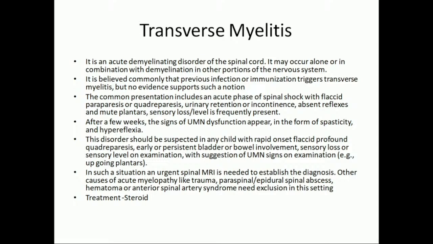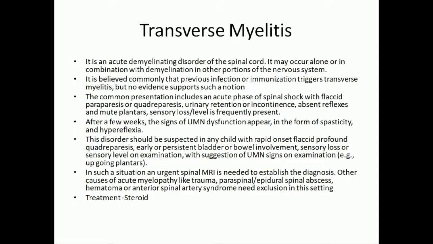There may be a history of prior infection, or there is vaccination, and it may lead to the formation of antibodies which cross-react with the myelin of the spinal cord. So it may occur as an isolated syndrome, which is called clinically isolated syndrome, or it may be part and parcel of other diseases like neuromyelitis optica, in which there is affection of the optic nerve and other parts of the brain, or multiple sclerosis.